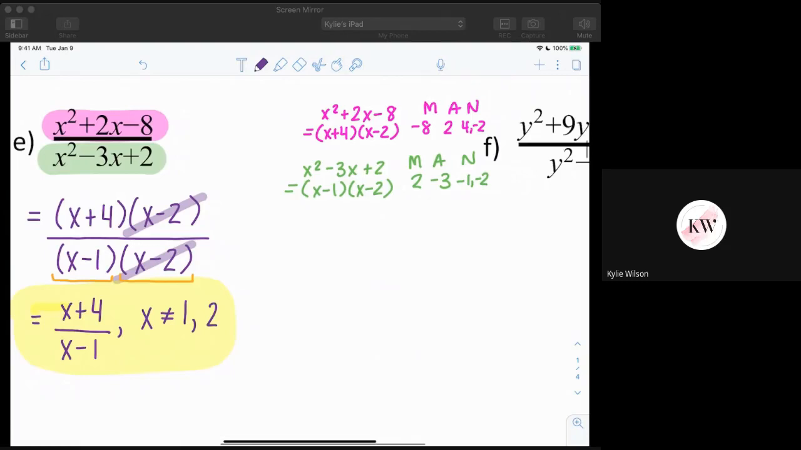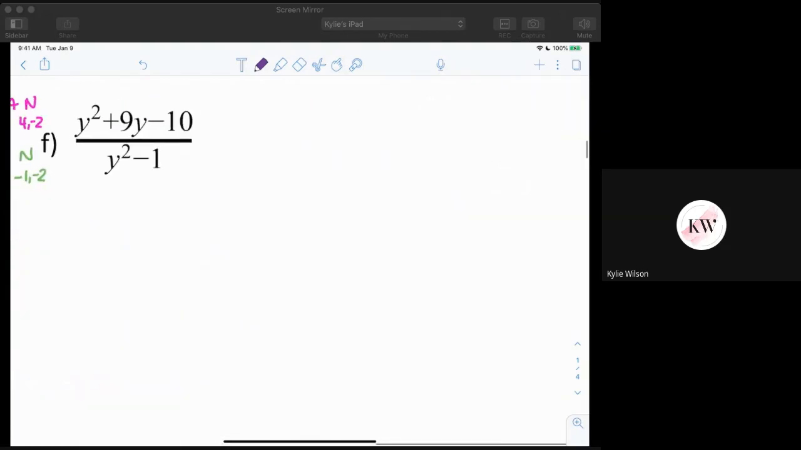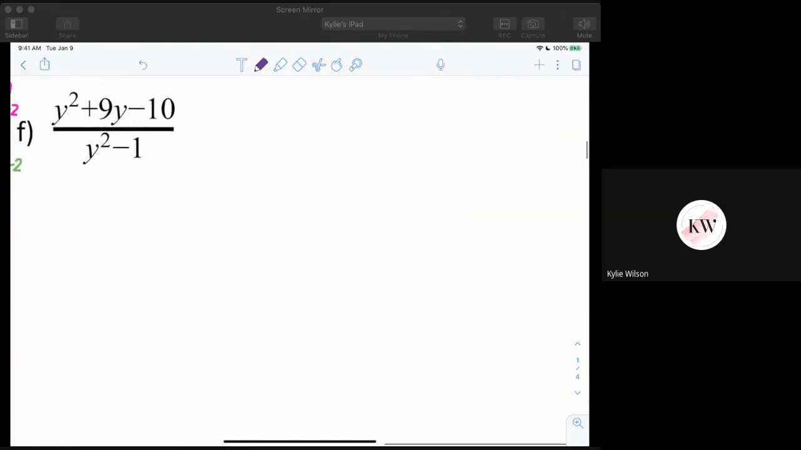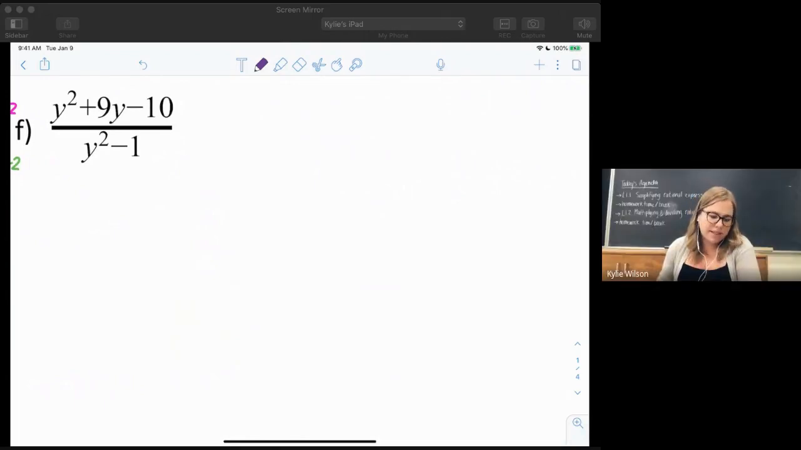Okay, so let's try example F. Try another one. For this one, I have y squared plus 9y minus 10. Again, we can't just cancel things like this out, and the reason why is because things are separated by plus and minus signs. We have to have things factored in brackets, multiplied. That's the only way we can cancel stuff out.